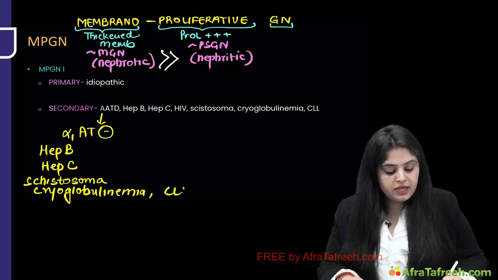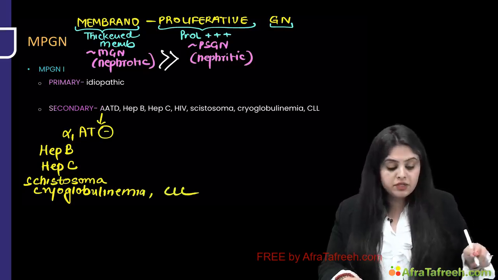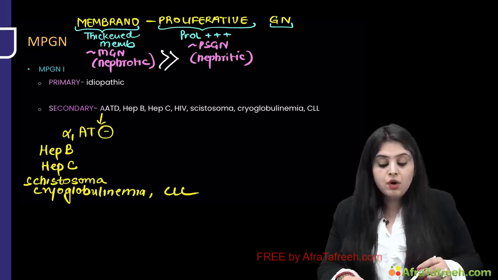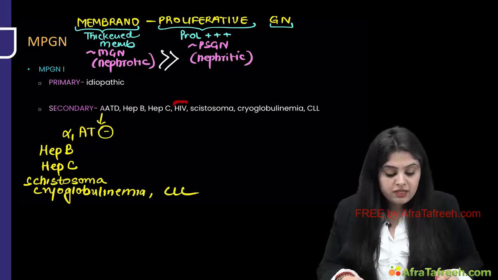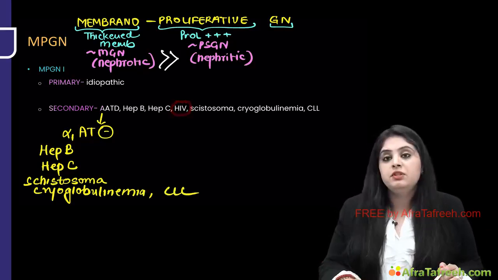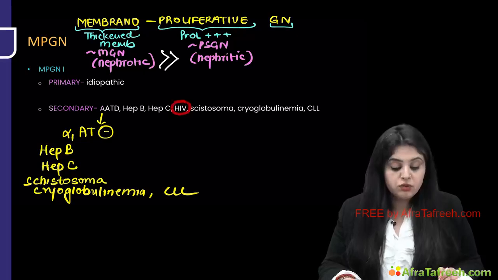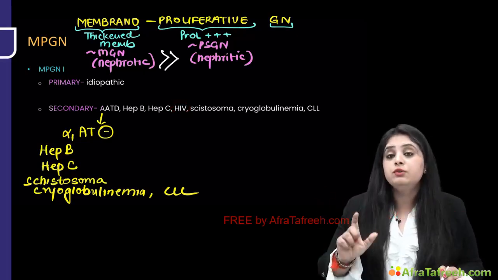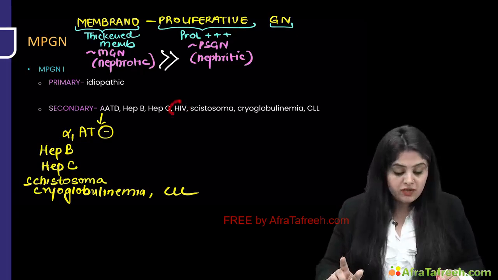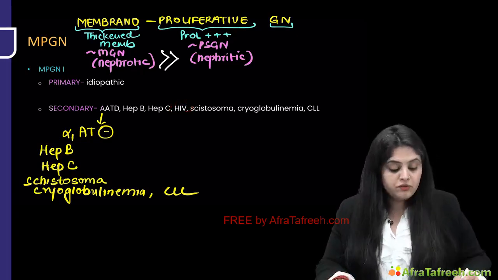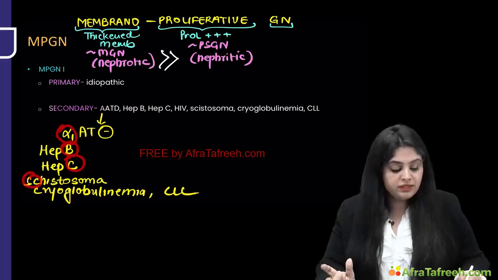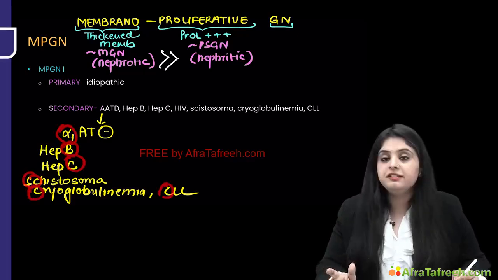Why did I write it again? Because I wanted to tell you that I have written it in a particular order. Also guys, HIV can also result in MPGN. Although I told you HIVAN is most commonly to do with FSGS, HIV can also cause this. So if you realize, we have A, B, C, schistosoma sounds like a C, cryoglobulinemia and CLL.